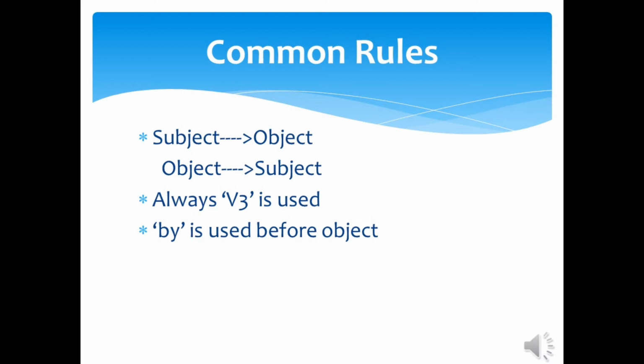The first rule is that the subject is changed into an object. Subject means the doer, the one who is performing an action. It is replaced by an object, and an object is replaced by the subject. The second rule is that the third form of the verb is always used. Make sure of it. I told you earlier, whether it is present, past or future continuous tense, the third form of the verb is always used. And the third rule is by. By is used before the replaced object.